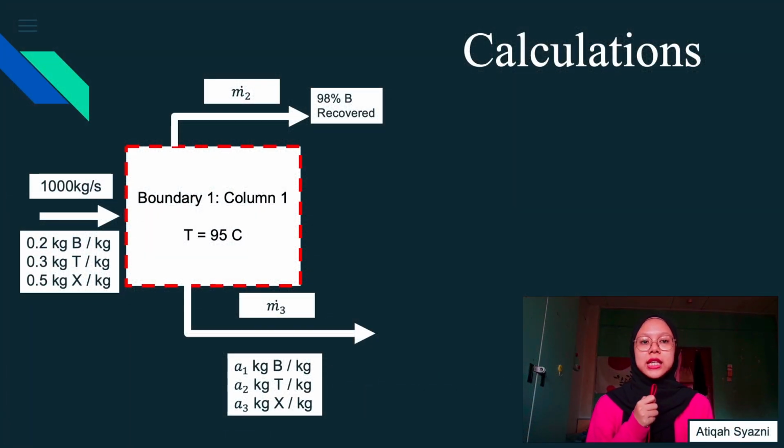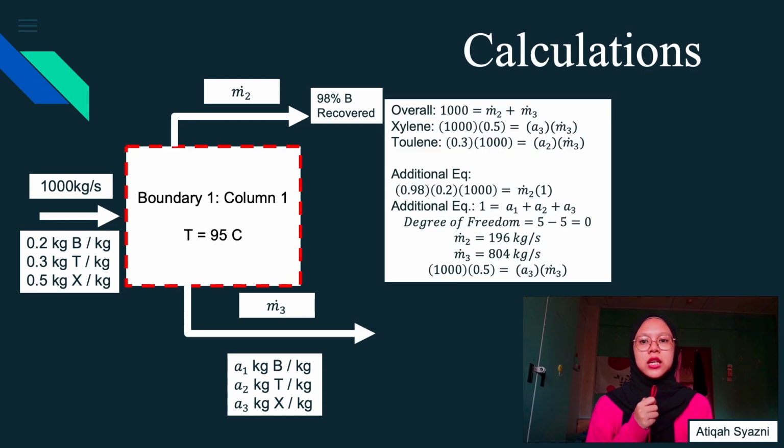Our first boundary is including feed stream with mass flow rate 1000 kg per second, overhead product stream M2, and bottom product stream M3, and the overall boundary equation is 1000 kg per second is equal to M2 plus M3. Based on the diagram, we can choose to calculate component balance for xylene and toluene as they appeared last.